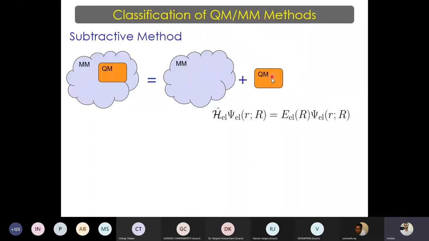So naturally, for a small system, I can easily get my quantum mechanical solution. That means I can construct the electronic Hamiltonian, get the electronic wave function and the potential energy, which is a function of the nuclear coordinates within the Born-Oppenheimer approximation. This calculation I can do independently. This calculation also I can do independently. So I just add them up.